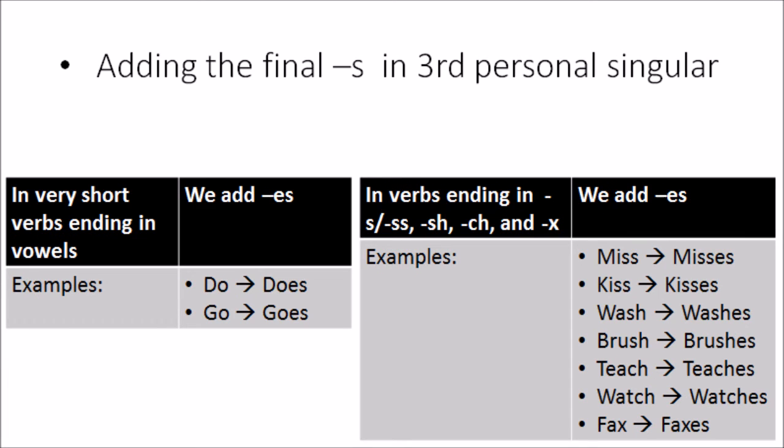Additionally, we have another rule regarding third person singular in present simple. When we have very short verbs ending in vowels, like do and go, we have to add es, so do becomes does and go becomes goes. Also, in verbs ending in s, double s, sh, ch, and x, we have to also add es. For example, miss becomes misses, wash becomes washes, teach becomes teaches, and fax becomes faxes.